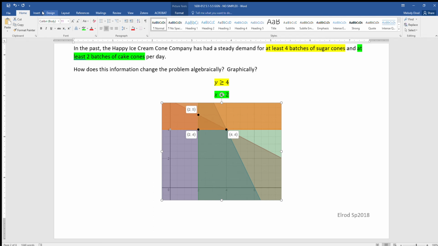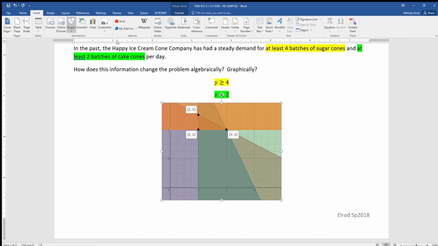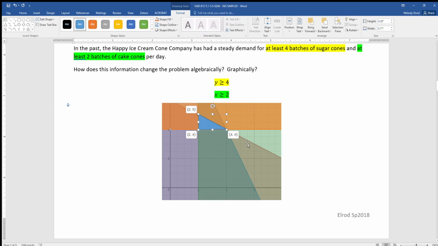And so that means, again, Insert, Shapes, Freeform. You just click and release. Click and release. Click and release. Click and release. And then once you come back around to your first point, it's going to give you that quadrilateral. So there's our new feasible region.